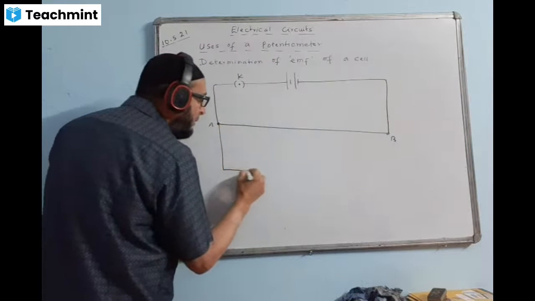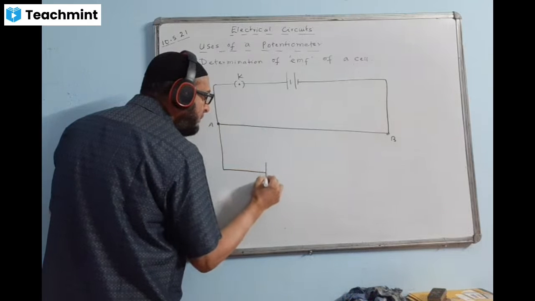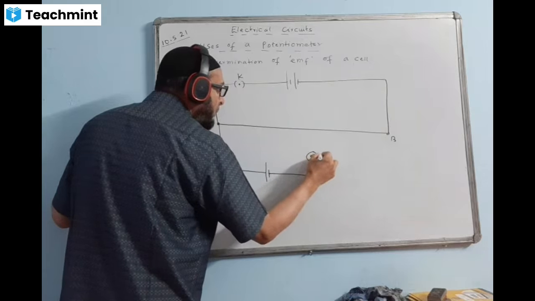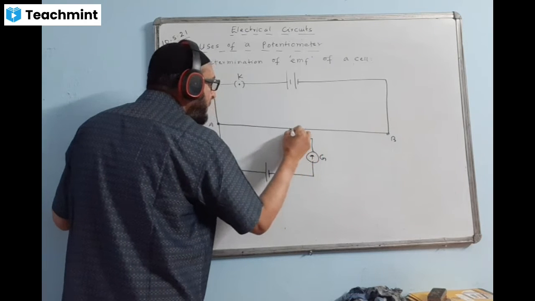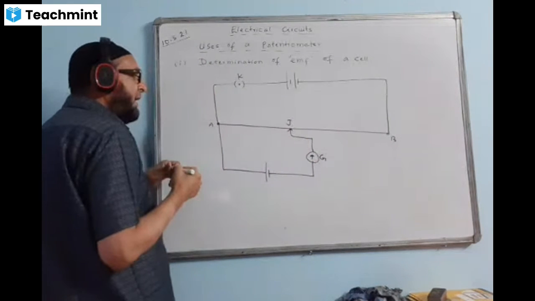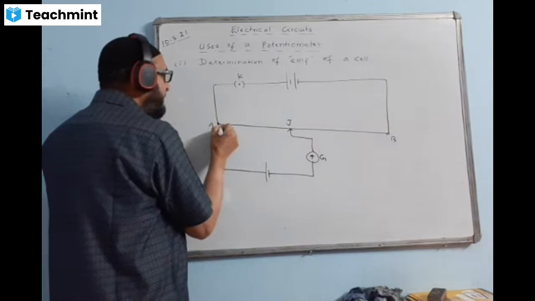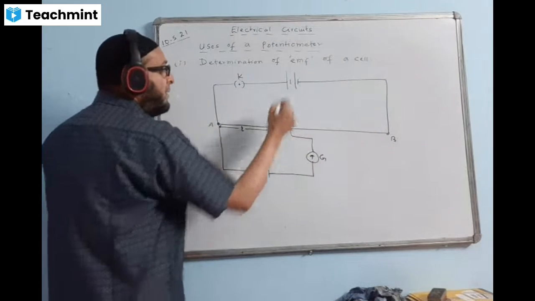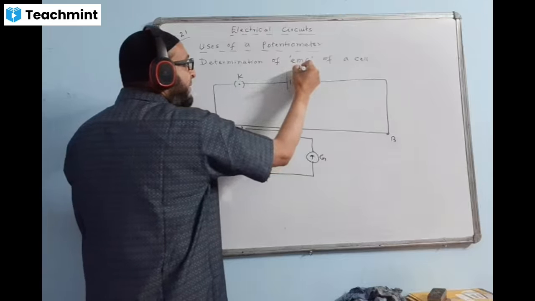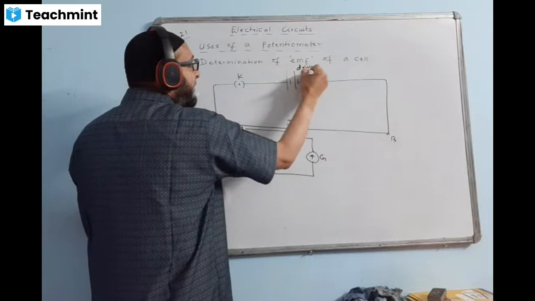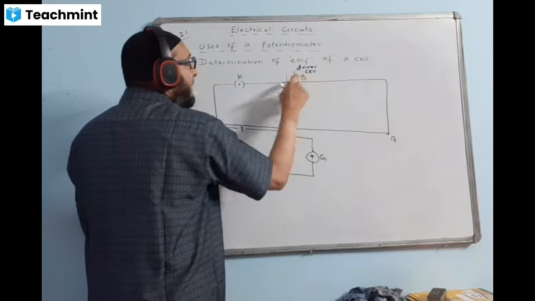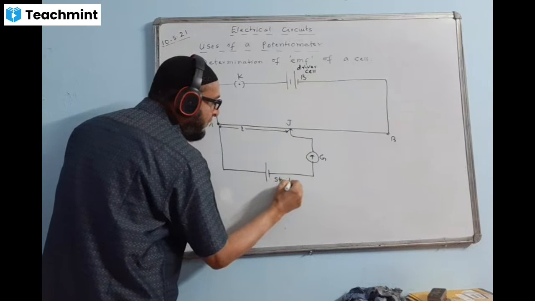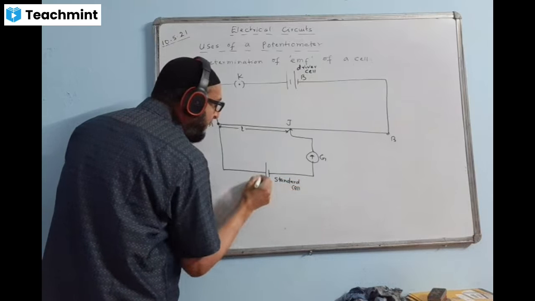And here we will have a cell with a galvanometer. And the jockey will be there, which will be sliding over the wire. This balancing length for which the galvanometer gives null deflection is l. Let us suppose this is called the battery, or the driver cell. This will have a bigger EMF, right? And this one will be the standard cell whose EMF we have to determine, E.